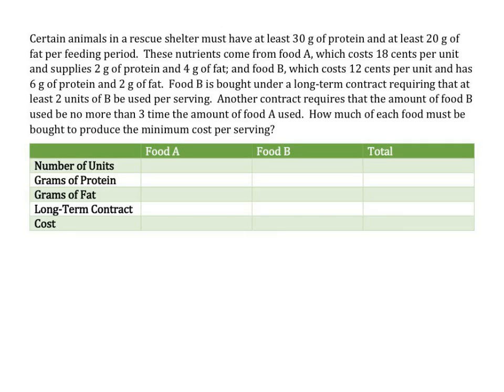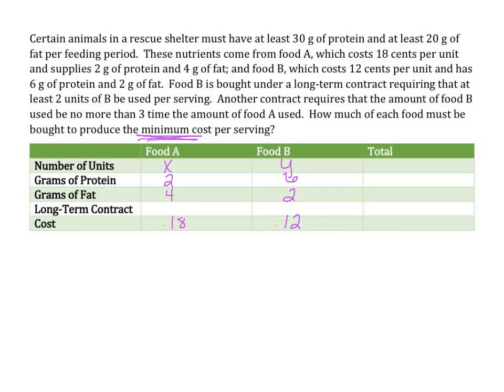So this time, instead of looking for maximum, we're looking for minimum. So looking for the minimum cost. So it looks like it costs 18 cents per food A and 12 cents per food B. We don't know how many units of each we have, so we're just going to classify them as X and Y. We do know that food A has 2 grams of protein and 4 grams of fat, and food B has 6 grams of protein and 2 grams of fat.